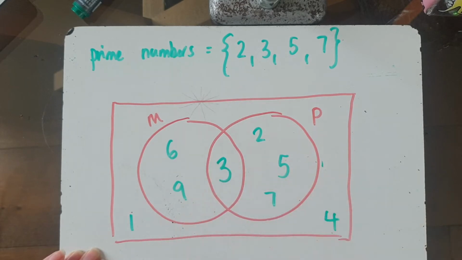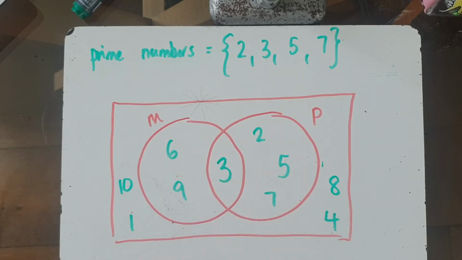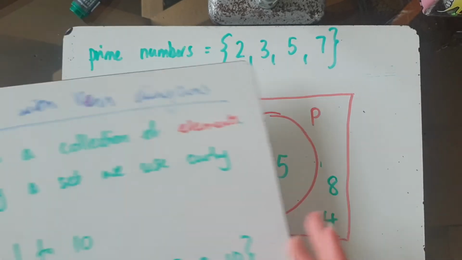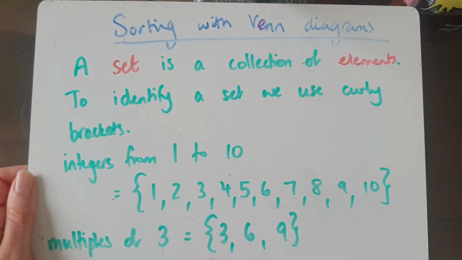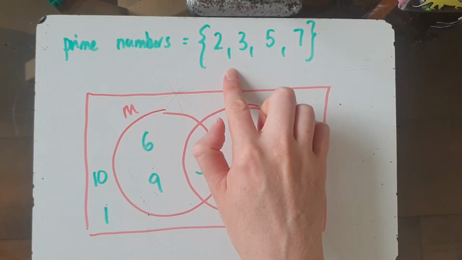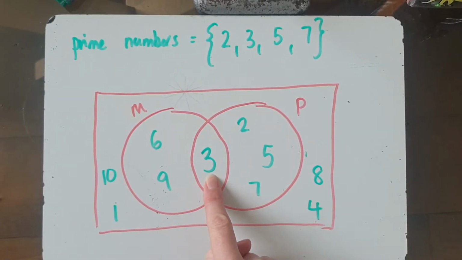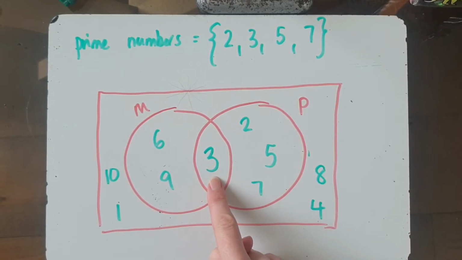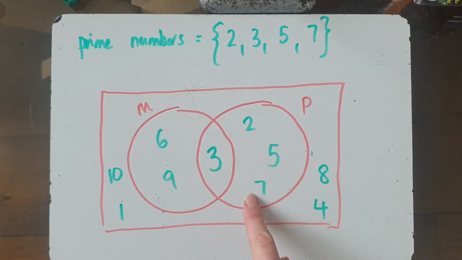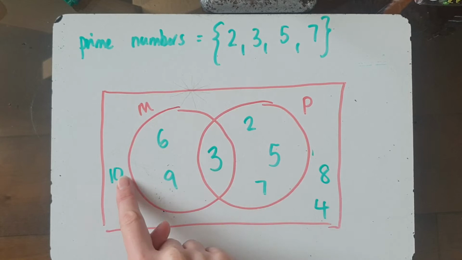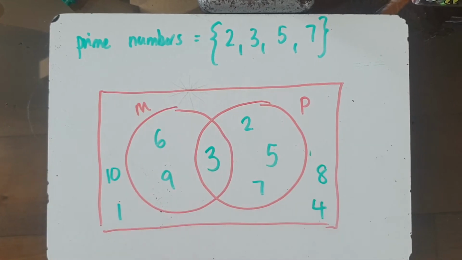5, 6, and 7 are all there, but 8 is missing. 9 is there, and 10 is missing. So if I want to take the integers from 1 to 10, and sort them on a Venn diagram into multiples of 3 and prime numbers, this is what the Venn diagram would look like. These are all the numbers that are multiples of 3 and prime numbers, and it's only 3. These are the multiples of 3 which are not prime. These are the primes which are not multiples of 3. And these are the integers from 1 to 10 which are not primes or multiples of 3. So that is how we would fill in the Venn diagram.